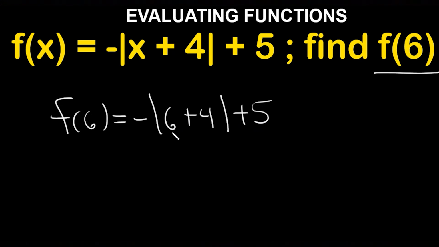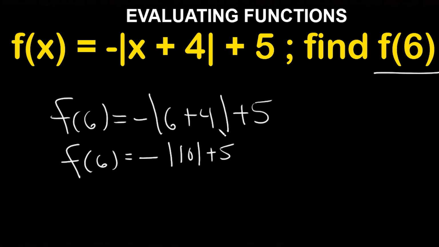So doing inside absolute value first, I get 6 plus 4, which is 10. So f of 6 is equal to negative, and then the absolute value of 10 plus 5. Well, we know that the absolute value will always be positive, so the absolute value of 10 is 10, but then I do have this negative on the outside, so it ends up being a negative 10.